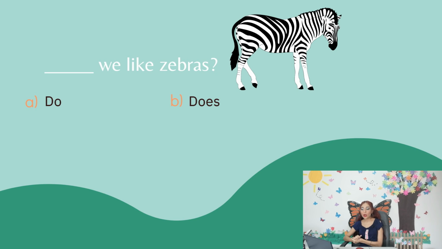Right now, next one. A, do. B, does. We like zebras. In these cases, you need to pay attention to the subject. Which one do we use when our subject is we? Do or does? If your answer was letter A, do we like zebras? Excellent job, kids. Well done.